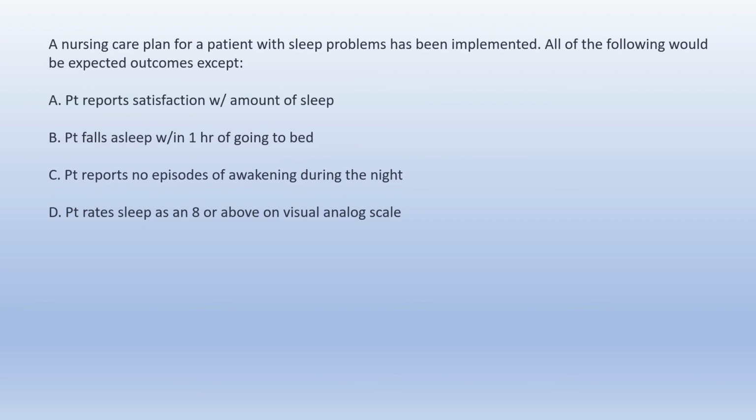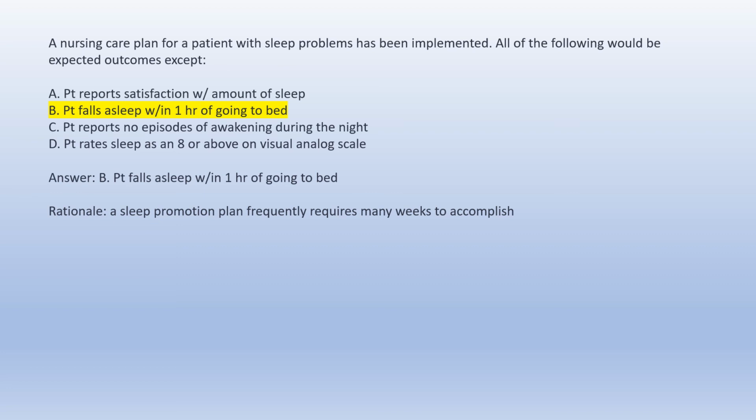A nursing care plan for a patient with sleep problems has been implemented. All of the following would be expected outcomes except: A. Reports satisfaction with amount of sleep. B. Patient falls asleep within 1 hour of going to bed. C. Reports no episodes of awakening during the night. D. Rates sleep as an 8 or above on visual analog scale. Answer B. Patient falls asleep within 1 hour of going to bed. Rationale: a sleep promotion plan frequently requires many weeks to accomplish.